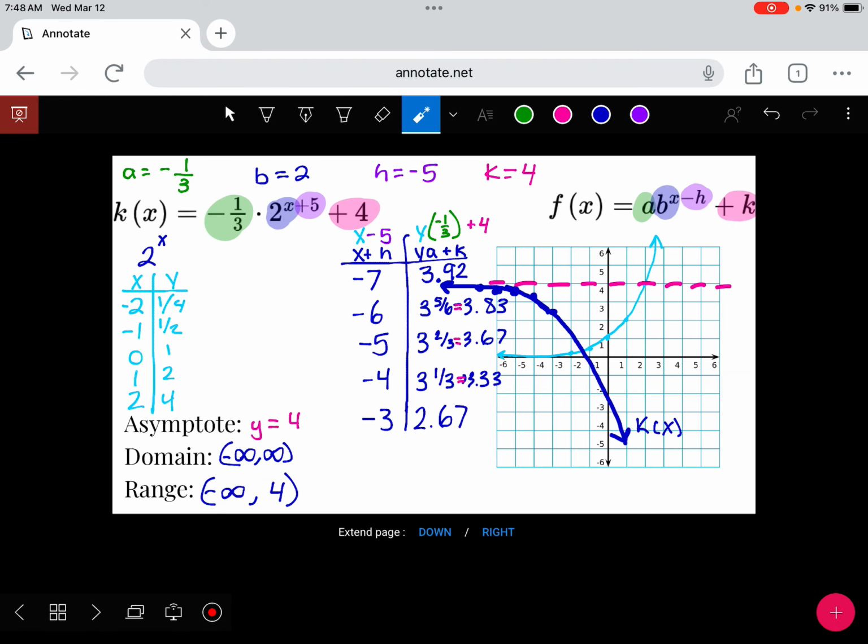Okay? Questions on these? Because they don't really get worse. They're just awkward. That is everything you need to know about exponential functions.